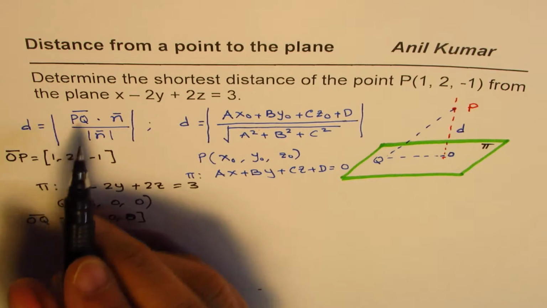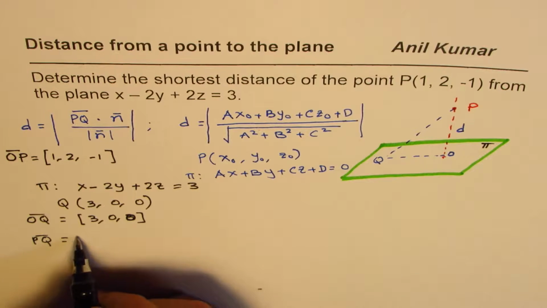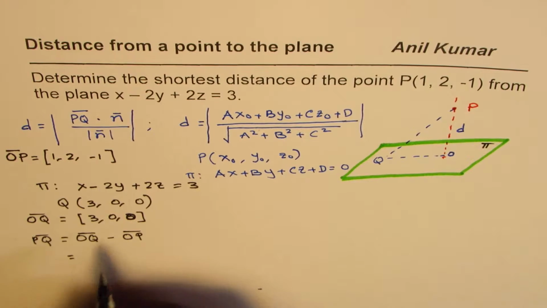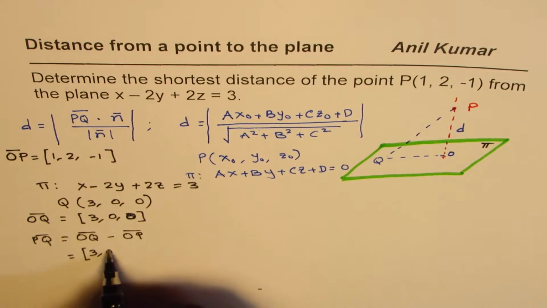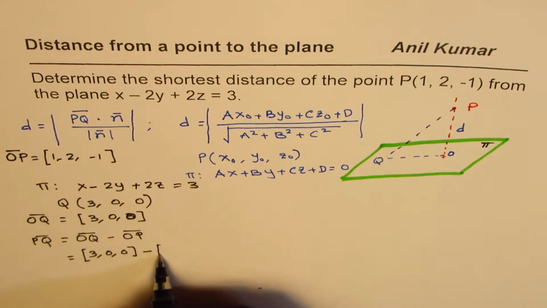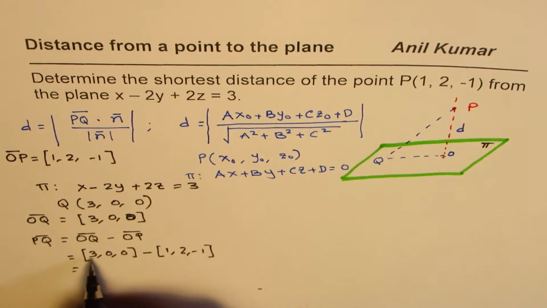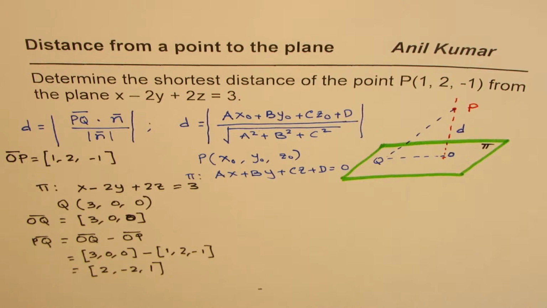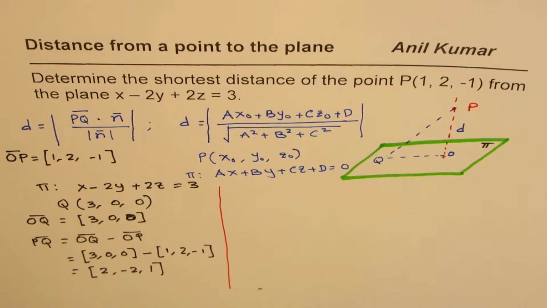So now what is PQ? PQ will be OQ minus OP, correct? I'm just taking time to do all this so that all understand what we're trying to do. So that means it is 3, 0, 0 take away 1, 2, minus 1, correct? And that gives you 3 take away 1 is 2, and this take away that, minus 2 and 1. So that becomes PQ. Now we'll apply the formula and get the result.